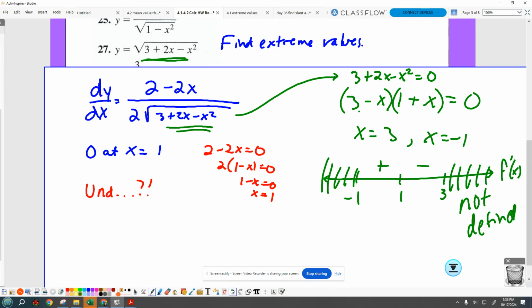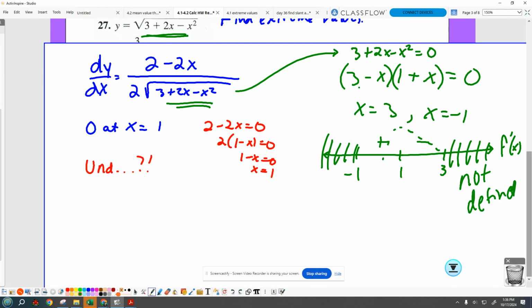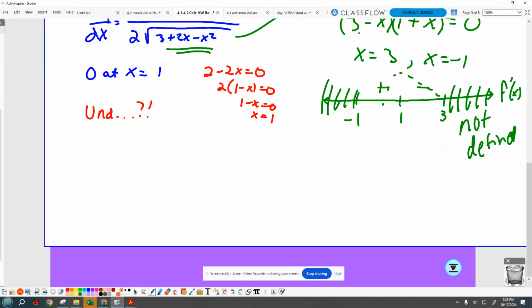All right, so what are my extreme values? Where could they happen? Do I only have a maximum at 1, because it goes up and then down? Check. So you plug your x values back into the function or the derivative? The function, the original function.